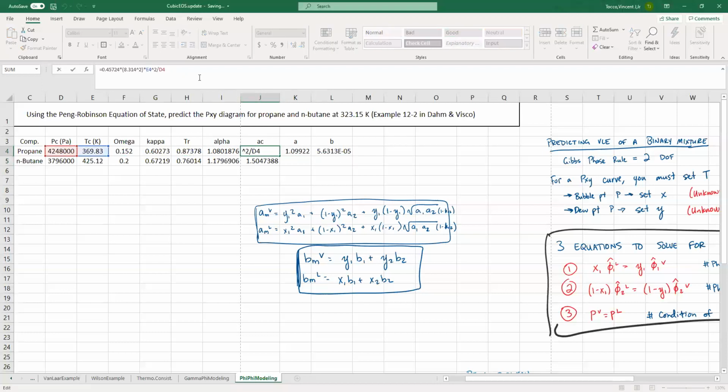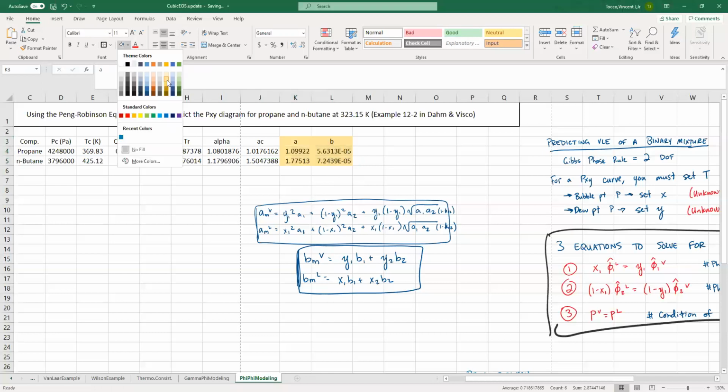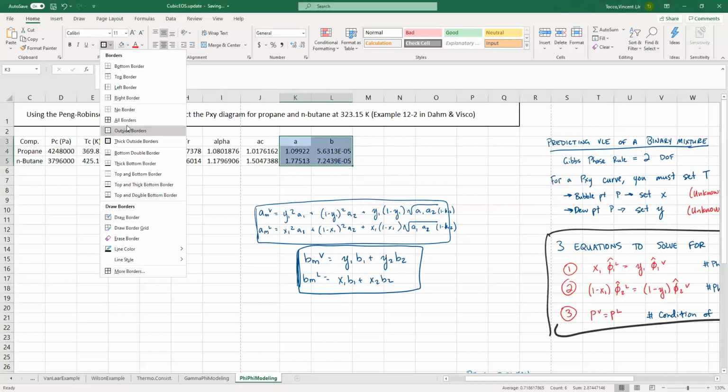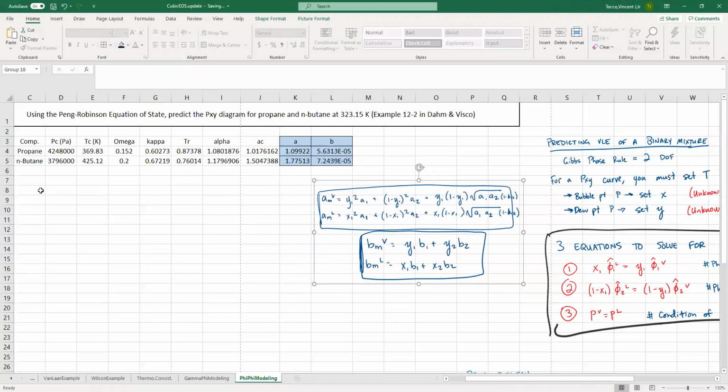Okay, just double checking one more time. I think I'm okay. All right, copy that down. These are my pure A's and B's. Now, in order to calculate what my mixture A and my mixture B are, I'm going to need the composition as well. So these are going to get shaded. I like blue, it's one of my favorite colors. Let's do all borders to highlight them a little bit more, and that'll keep them fresh in my mind whenever I want to calculate them.